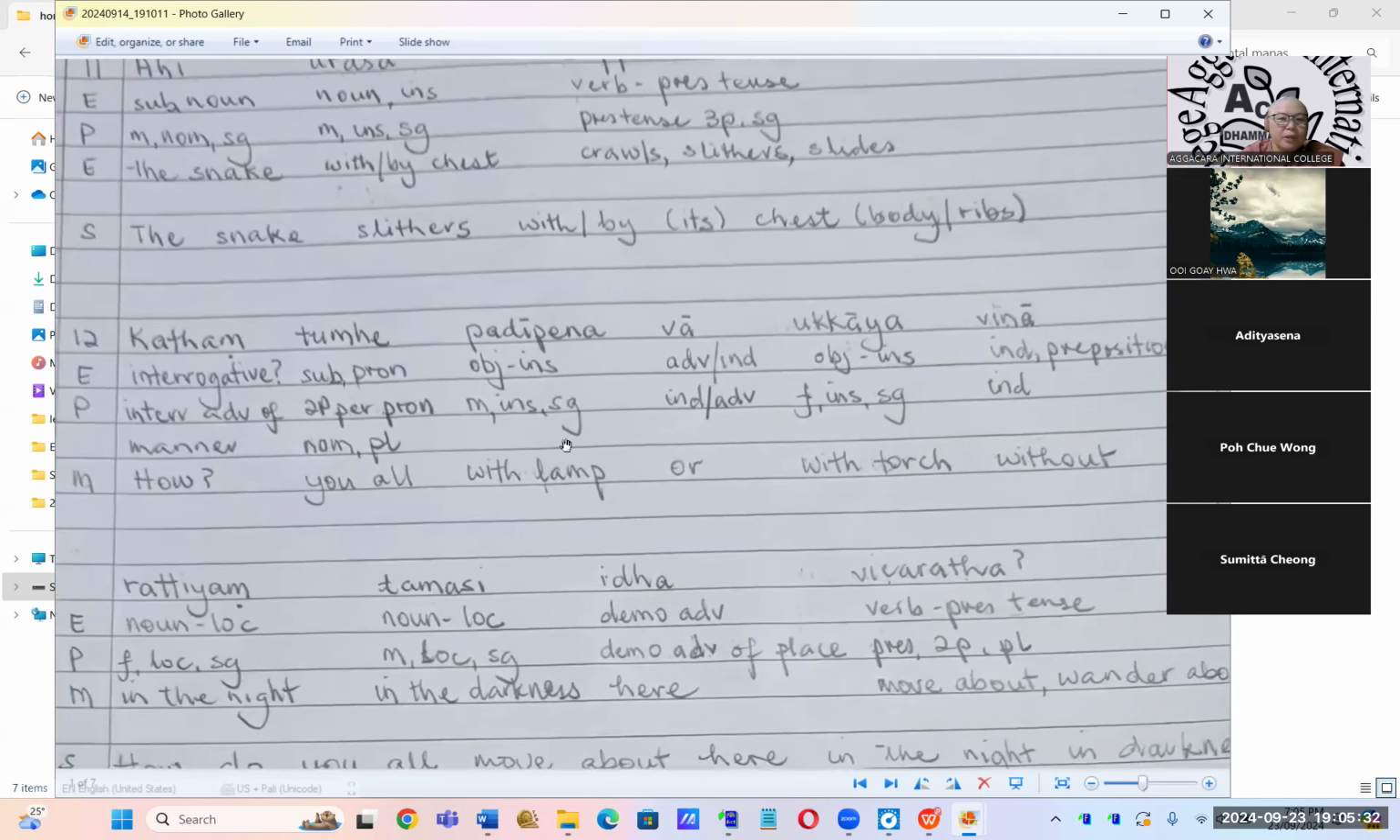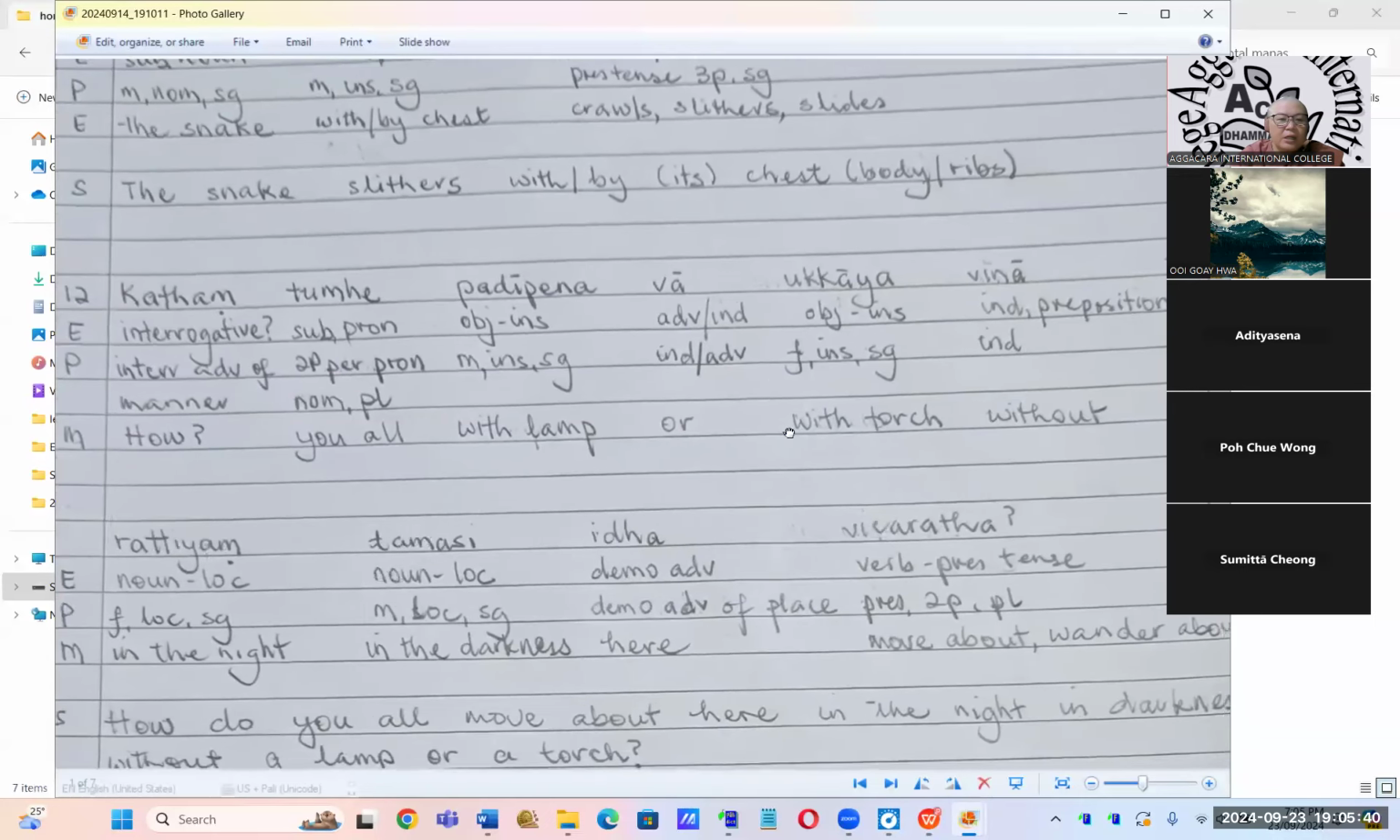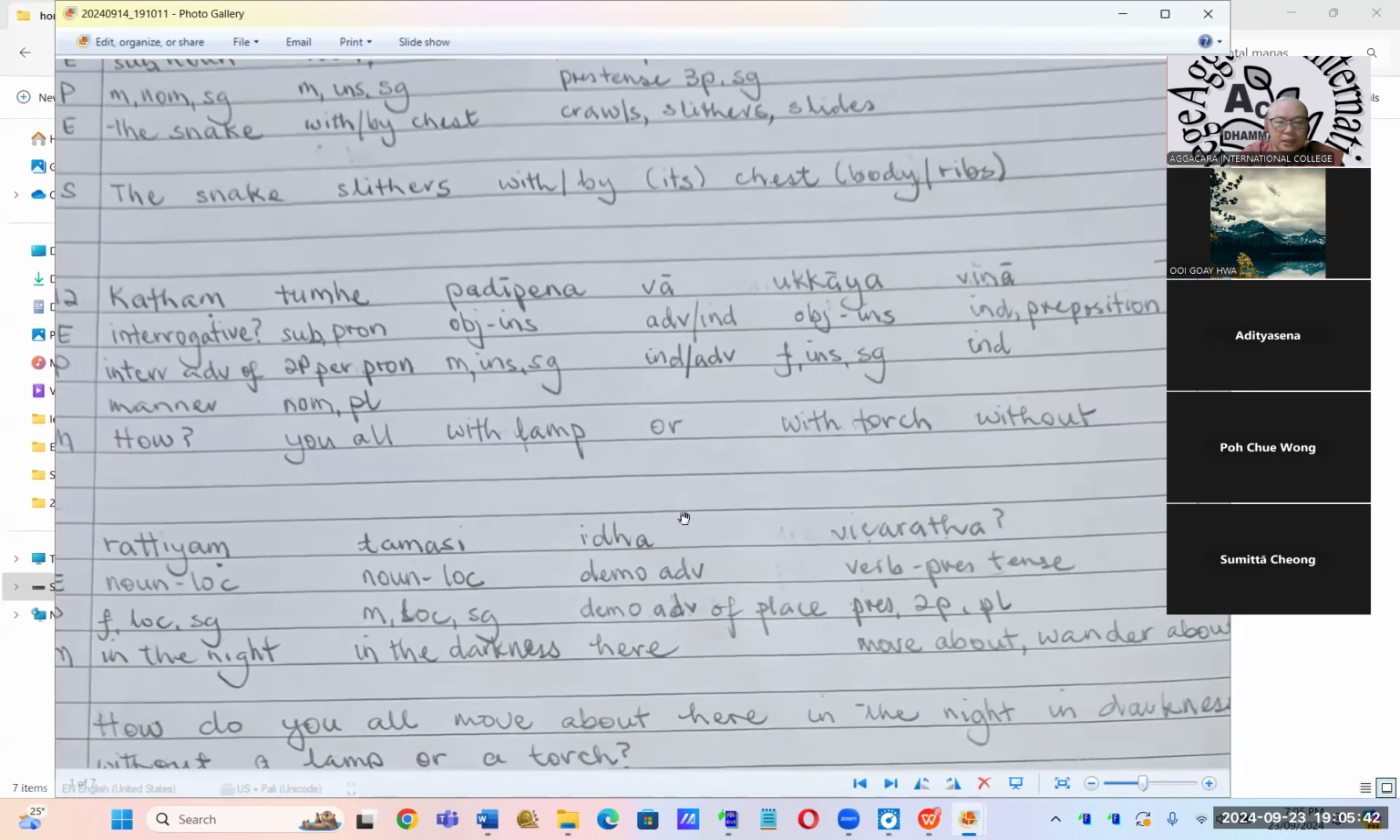Yeah, all right. Okay. Now next one: katam tumhe paditena wa ukaya vina. Ratiyam tamasi ida virachata. Right, now the consonantal will be this tamasi. Katam is how. Tumhe, subject, you all. But paditena, with the lamp, is instrumental, masculine. Wa, adverb, indicative. Ukaya. So here is a feminine.